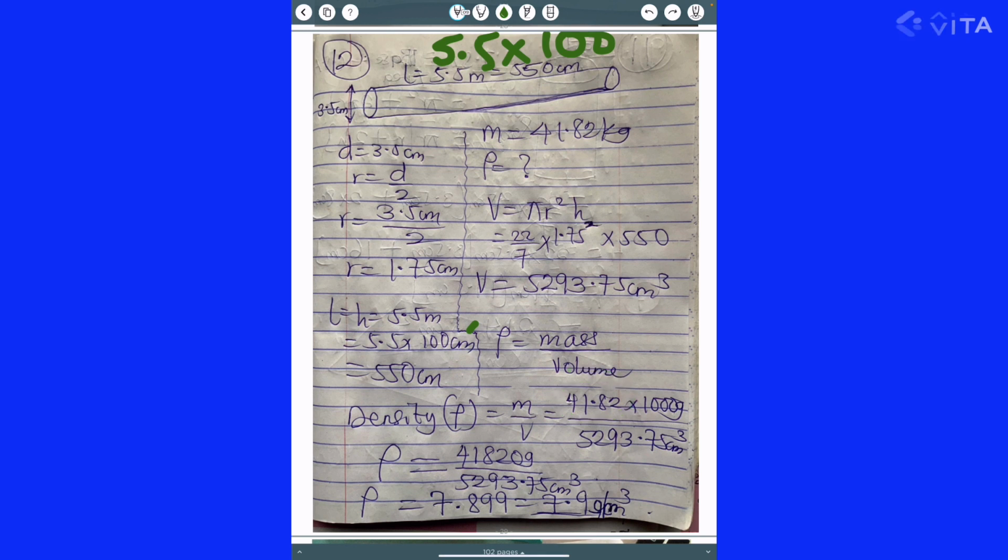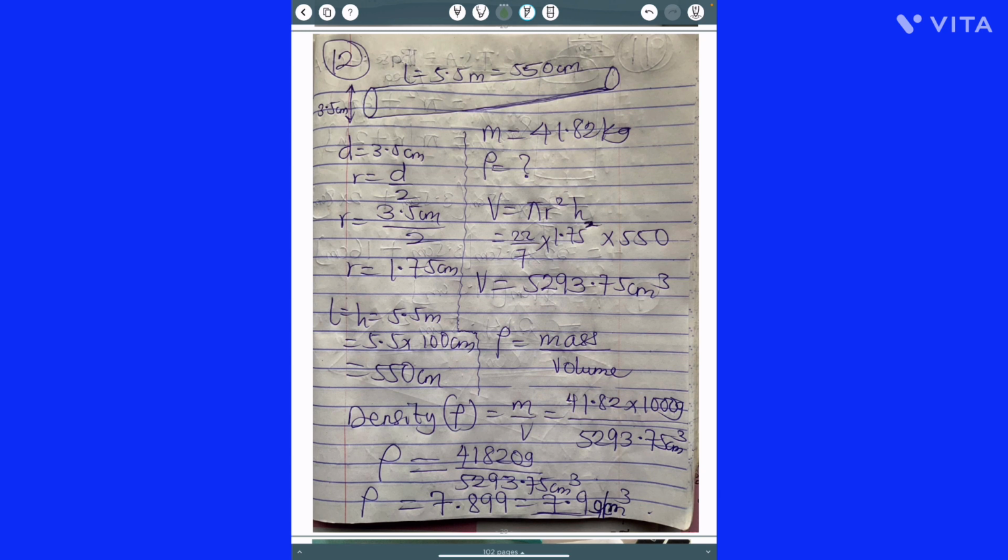So very simple. First thing is to get its volume. Its volume will be base area times height or length. The base area is pi r squared. Since the radius is 1.75, pi r squared times height will give us the volume. Base area times height will give us 5,293.75 centimeters cube. That's the volume of the rod.